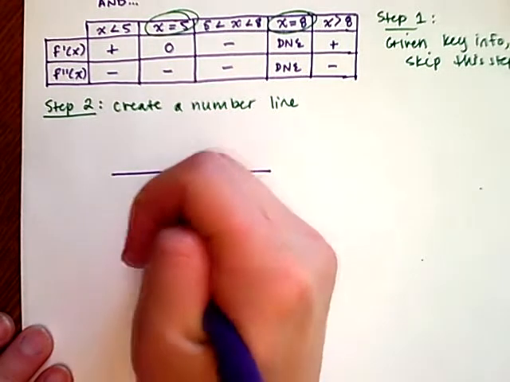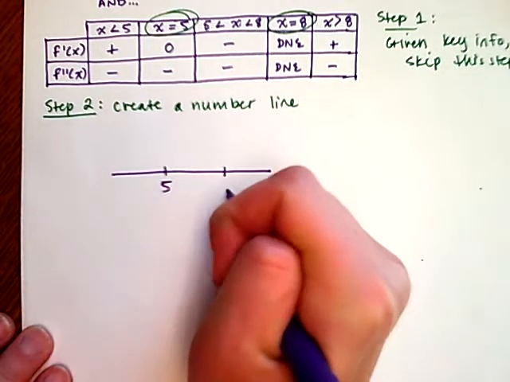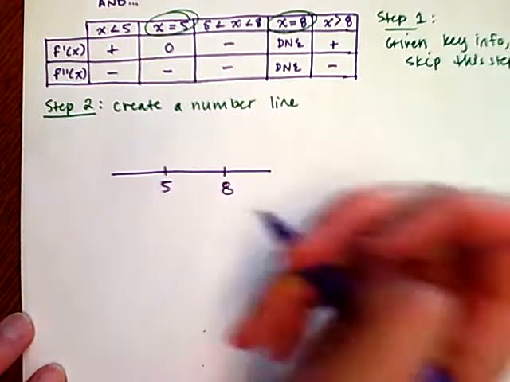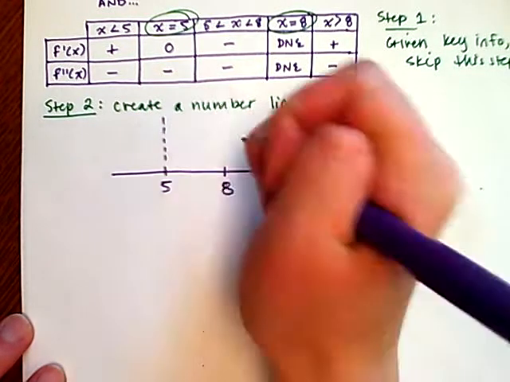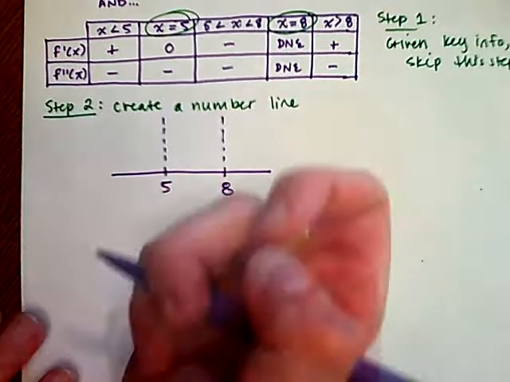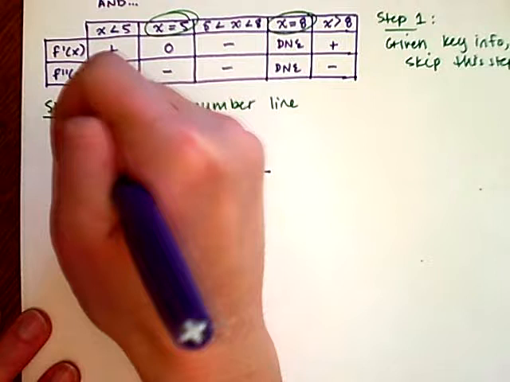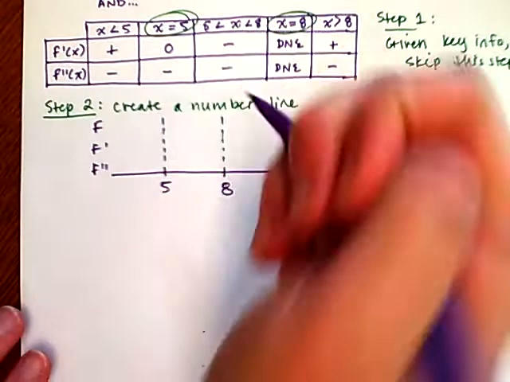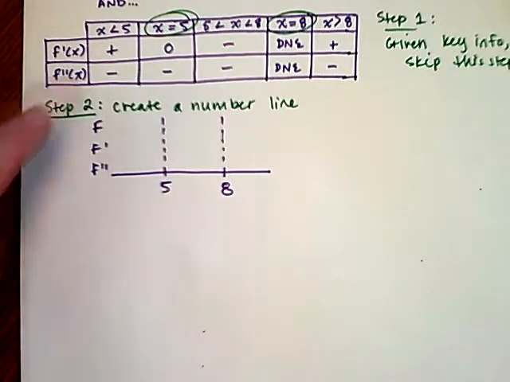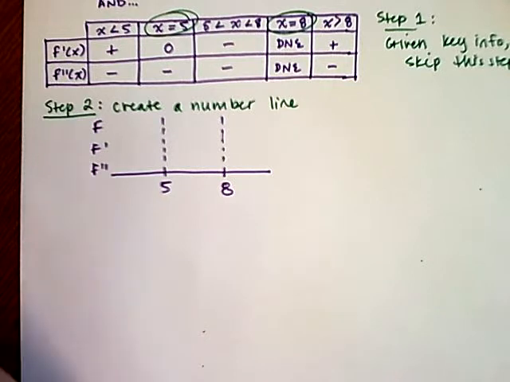So I'm going to put 5 and 8 and draw my dotted lines. And then I'm going to start with f double prime on the bottom. Then I'm going to do f prime right above it. And lastly, I'll do f. So I'm going to actually have something for all 3.